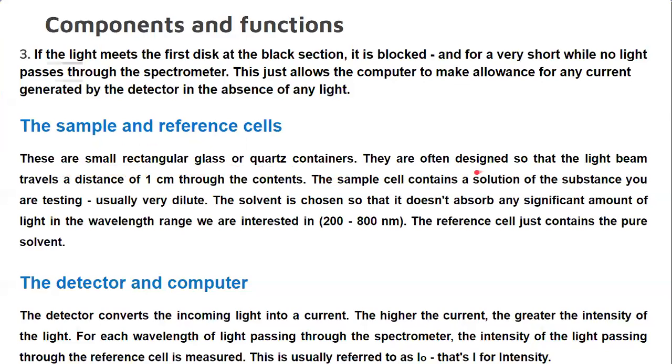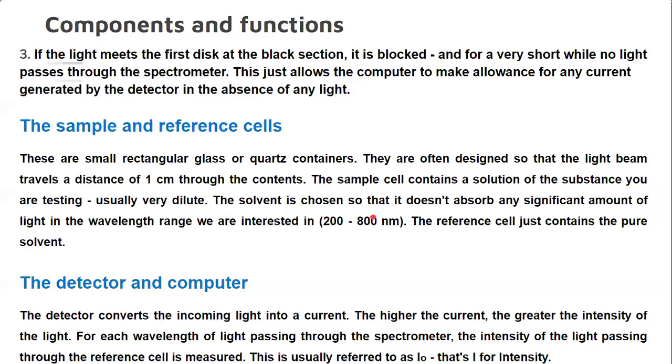They are often designed so that the light beam travels a distance of 1 centimeter through the container. So that means the diameter or space is 1 centimeter. The sample cell contains a solution of the substance you are testing, usually very dilute. It is very, very important: only dilute solutions must be taken into the colorimeter or spectrophotometer for analysis. Not concentrated, only very, very dilute solution. Approximately the concentration should be in millimoles or micromoles, or sometimes in parts per million.